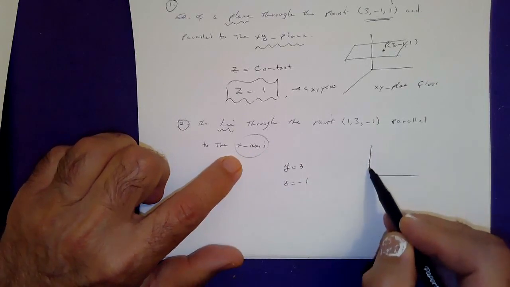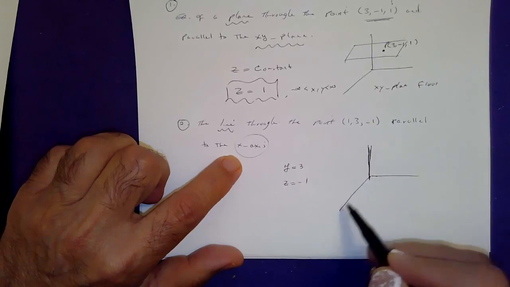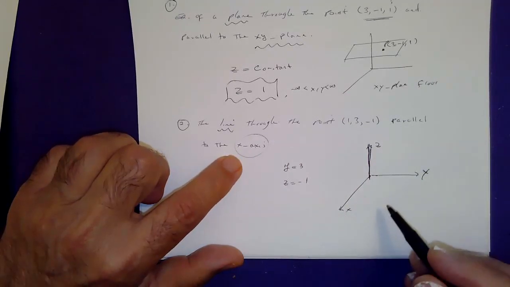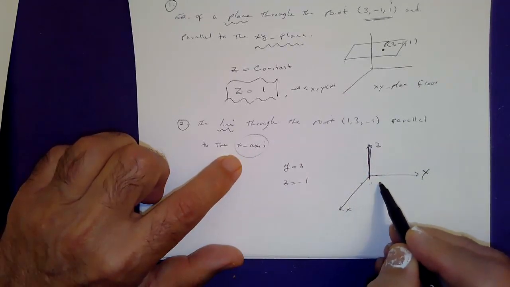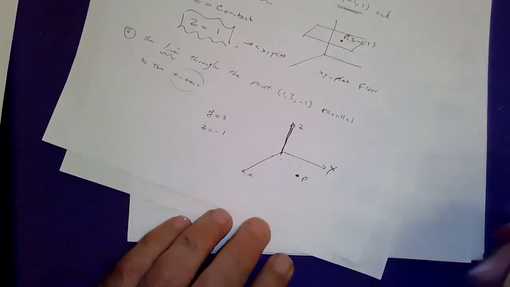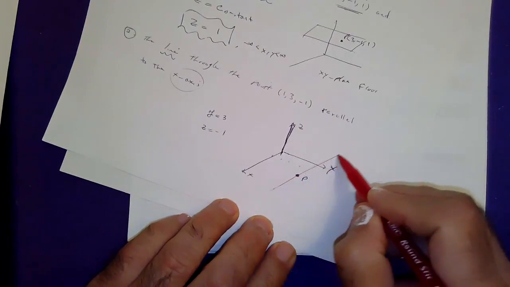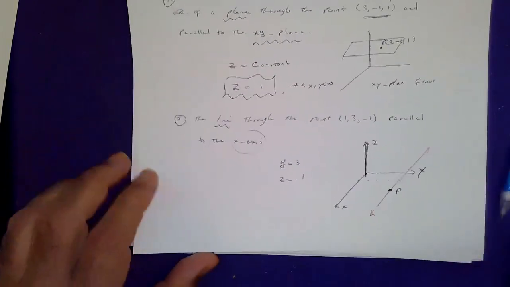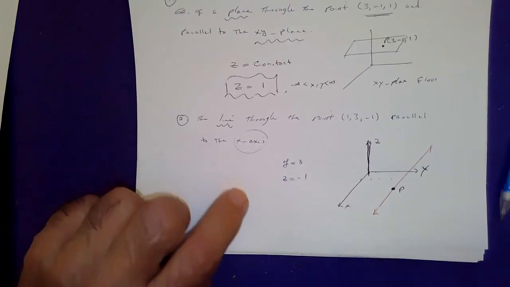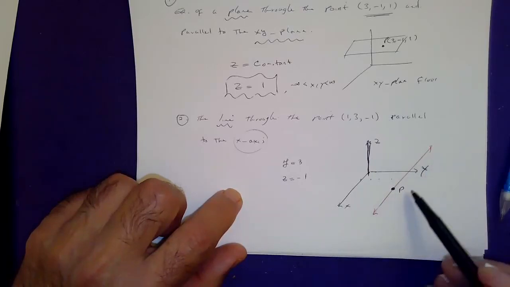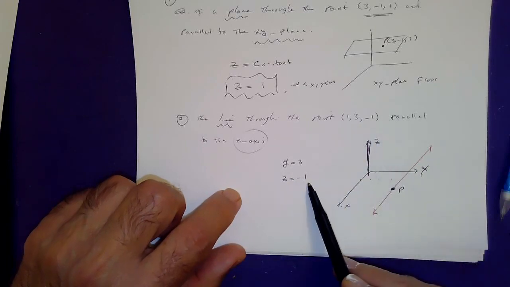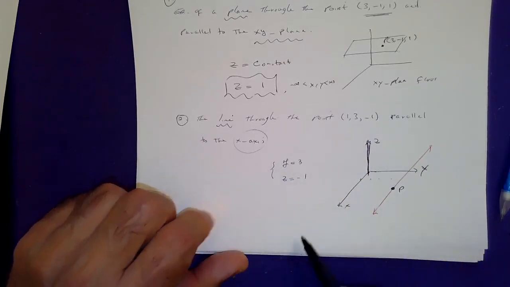So if this is, let's say, the axes z and y and x, this is 1, 1, 2, 3, 1. Here's the point. But we'd like to write the equation of a line which is parallel to the x-axis. So remember, the equation of a line shows up as a pair of equations. No matter what x is, y is always 3, and z is always negative 1. So that would be the pair of equations.